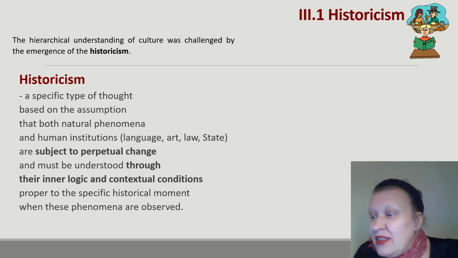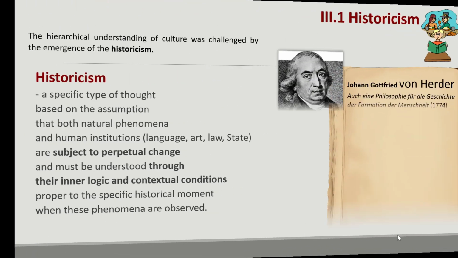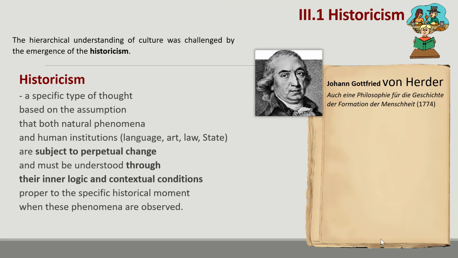Suppose we want to understand a society different than ours or at a remote stage of ours. In this case, we cannot directly apply evaluation criteria based on our contemporary values. First, we must ensure that we understand the system of values proper to the society we study in a specific historical context. This innovative understanding of culture was consistently expressed by German philosophers, above all by Johann Gottfried von Herder.